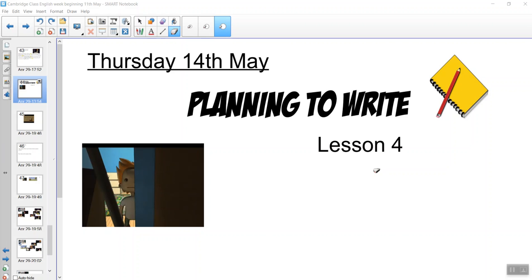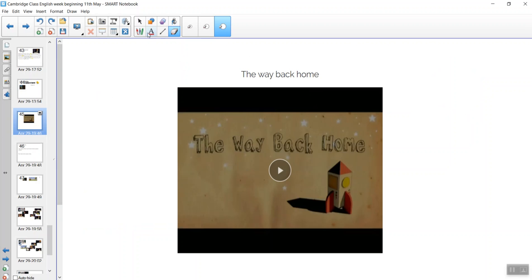Hello again, Cambridge class. So far this week we've been looking at relative clauses, and we've used this story, The Way Home, to help us understand relative clauses. The next 2 days we're going to have a go at writing the story. So let's just remind ourselves of the story.